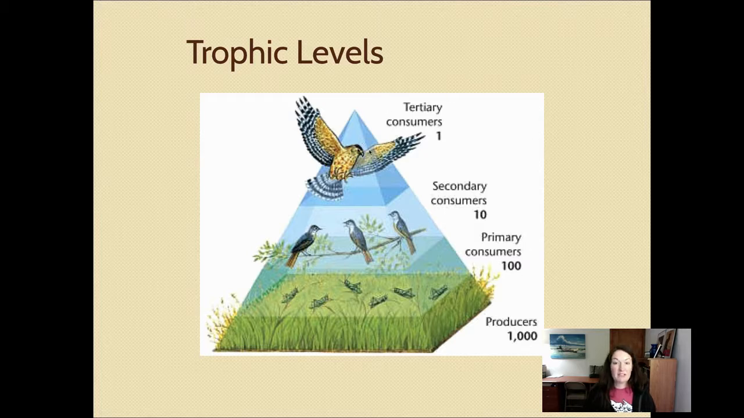And then at the very top, you have tertiary consumers. This is the name for consumers that eat secondary consumers. So they are even farther removed from the original energy source. So tertiary consumers, there's usually a lot fewer of them in an ecosystem because they have so little energy that they get from what they eat.